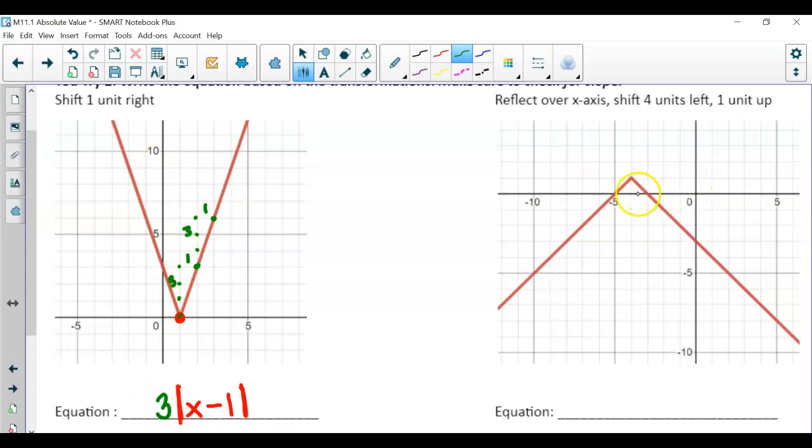So now here we went 4 to the left, up 1. So again, matching your vertex. So if I'm going 4 to the left, I'm at x plus 4. Then up 1, so plus 1. Now notice we did have that reflection because now it's facing downward. So I do that negative here on the outside of our absolute value. Then checking slope, we're 1, 1. So nothing was changed, so it's just negative absolute value of x plus 4, then plus 1.